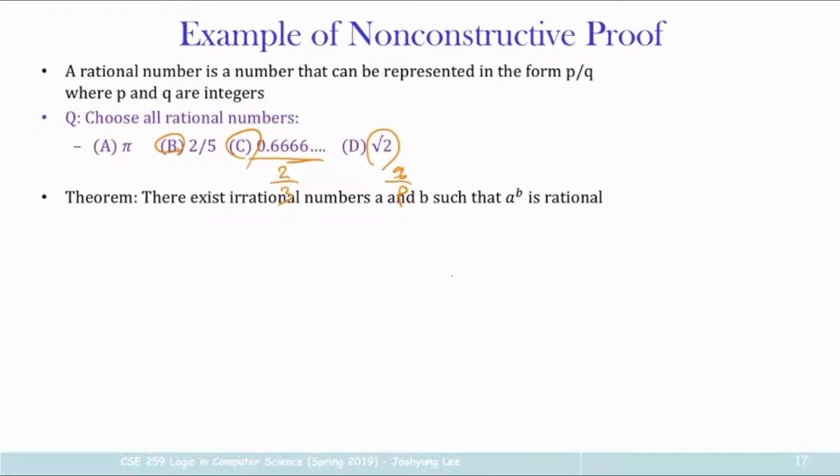So one of the examples for this non-constructive proof is this. There exist irrational numbers a and b such that a to the power b is rational. Okay? So can anyone give these numbers a and b? These numbers a and b must be irrational, but when you make it a to the power b, suddenly it becomes rational. Can you find those numbers?